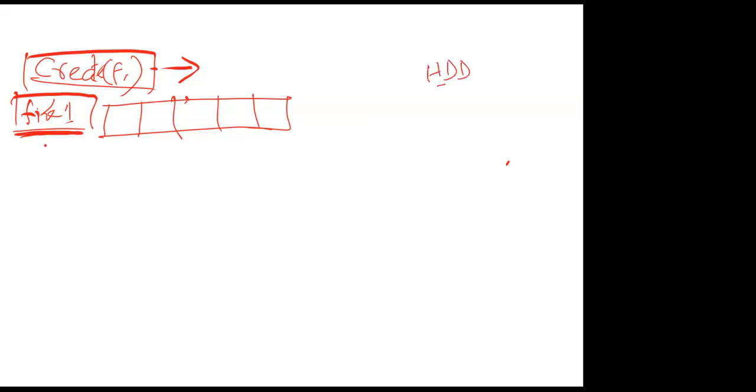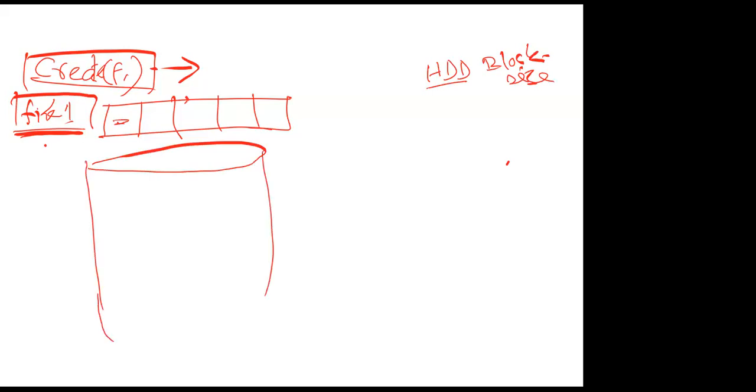SSD, your hard disk. You know that your hard disk is nothing but several blocks. It should always be your SSD block size. Let me draw it here. This is the SSD. In most cases this block size is 512 bytes. This file's block size and the SSD block size are equal. This is also 512 bytes.